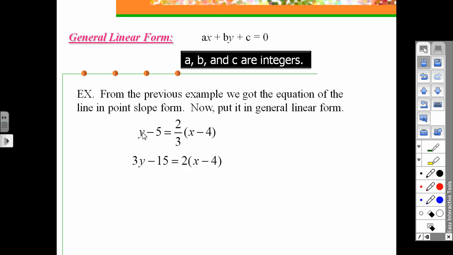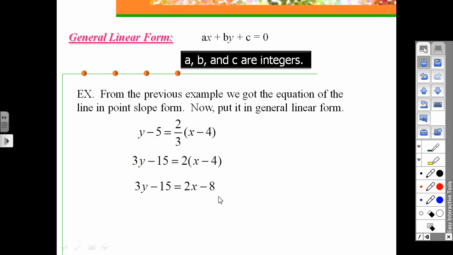So when I multiply this side by 3, I get 3y minus 15. And when I multiply this side by 3, this 3 and that 3 are going to cancel, and I'm just left with the 2 multiplied to this expression, x minus 4. Now what I can do is distribute my 2. So I get 2x minus 8. Still have the 3y minus 15. And my goal is to get everything on one side and have it equal to 0.